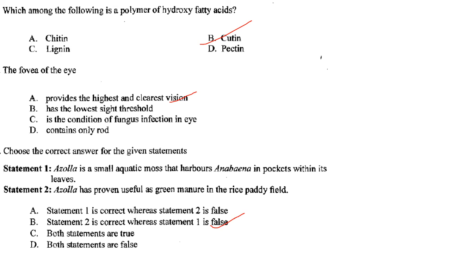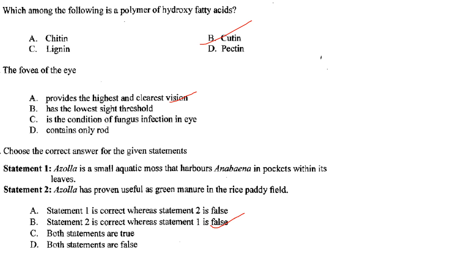Next one. Which among the following is a polymer of hydroxy fatty acids? So it is Q10. Answer is option B. Then the fovea of the eye, it provides the highest and clearest vision. So answer is option A. Then choose the correct answer from the given statements.